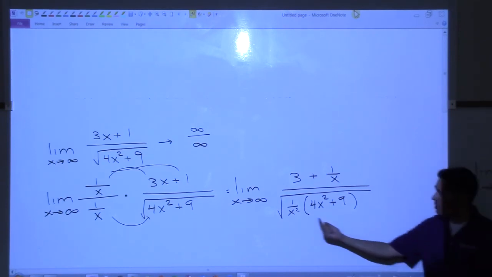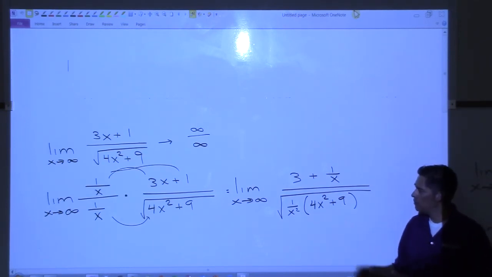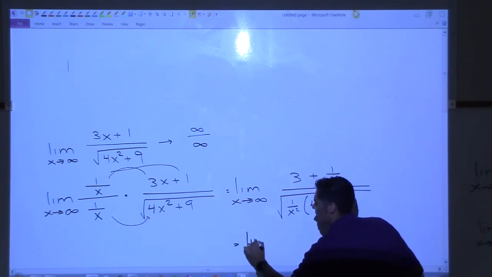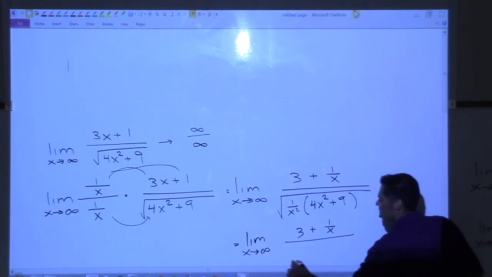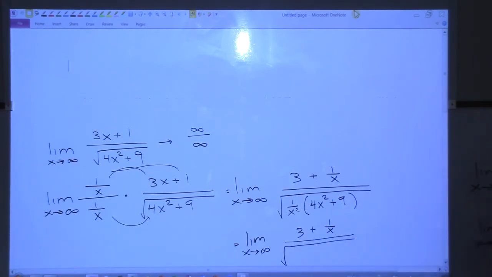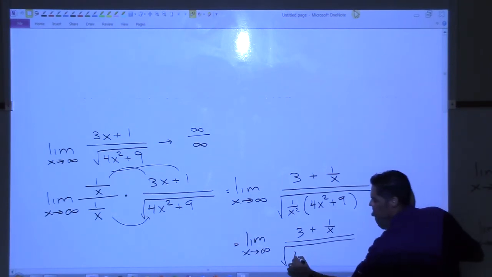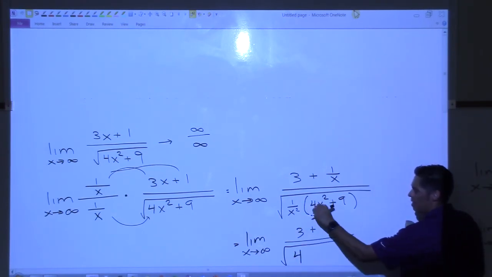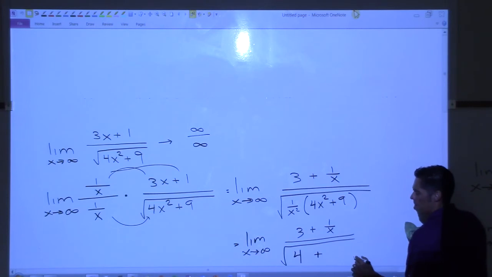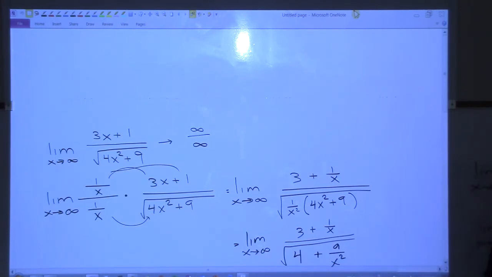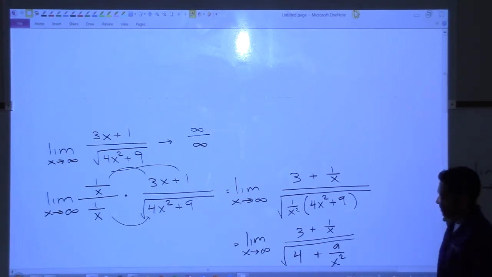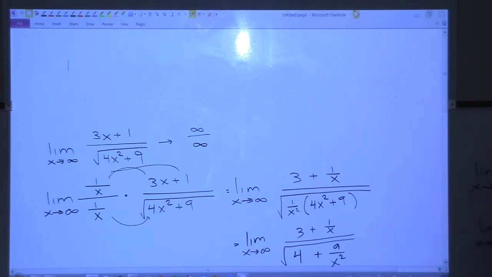And now I can distribute it, right? Here and here. So limit x goes to infinity, 3 plus 1 over x over the square root. Okay, what is it? 4, because the x squareds cancel when you do that one. And then plus 9 over x squared. And at this point, I think we're good.